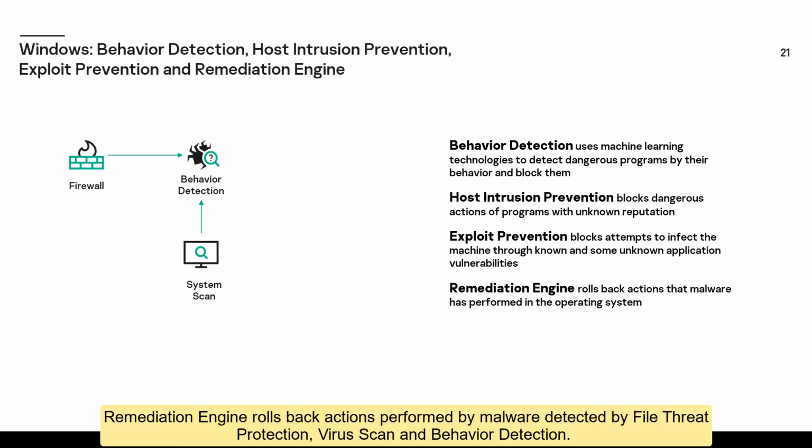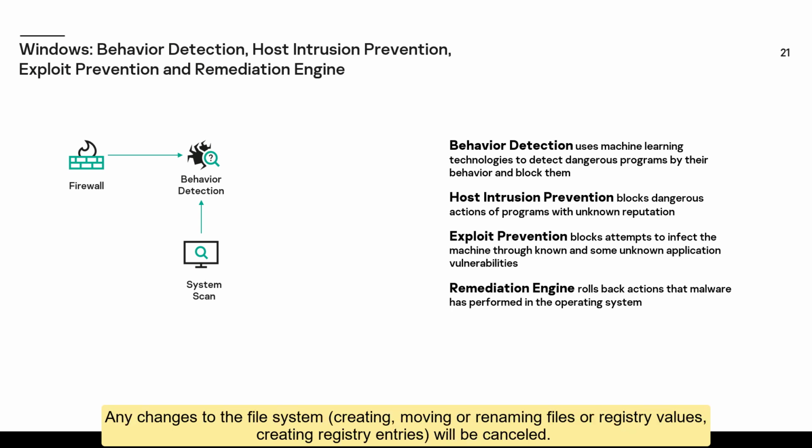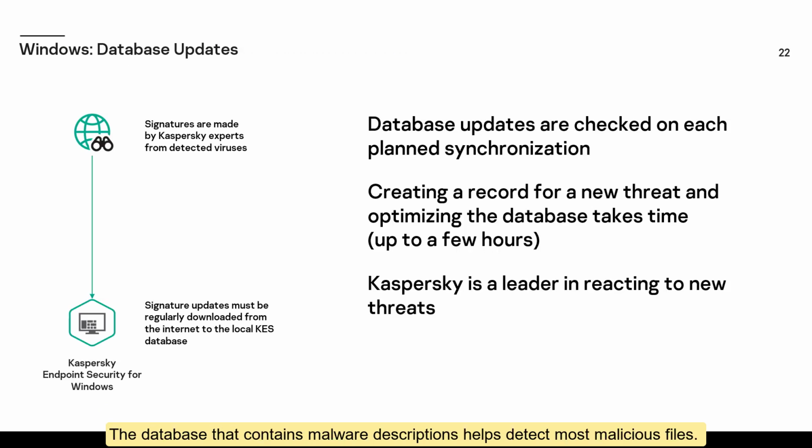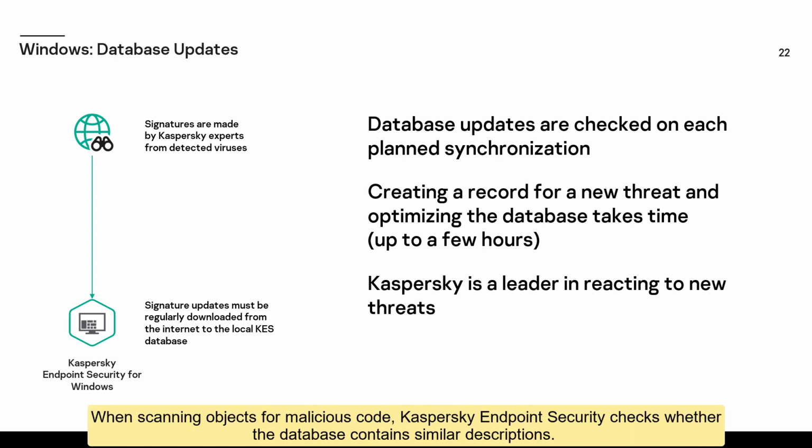Remediation engine rolls back actions performed by malware detected by file threat protection, virus scan, and behavior detection. Any changes to the file system, creating, moving, or renaming files or registry values, creating registry entries, will be cancelled. The database that contains malware descriptions helps detect most malicious files. When scanning objects for malicious code, Kaspersky Endpoint Security checks whether the database contains similar descriptions.